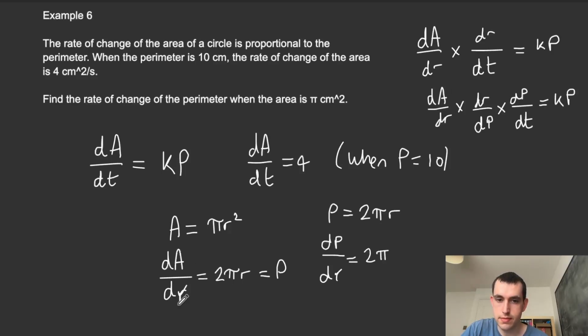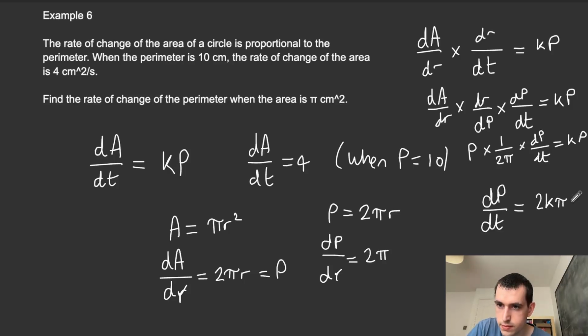dA/dr, down here, that's P. dr/dP, do we have that? Not exactly, but we've got the reciprocal. So that's 1 over 2π. dP/dt, we don't have that, but that's what we're looking for. So dP/dt, I'm going to leave it as it is, like this. So I'll quickly sort that out, make it look a bit nicer, make everything go onto one side, and we'll see what it looks like afterwards. So once we simplify that, we get that dP/dt is equal to 2kπ.